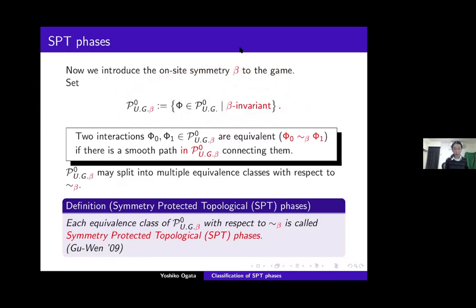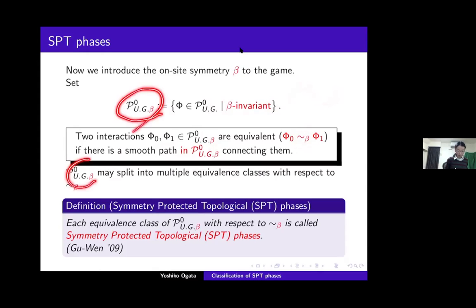And then this is the object we are interested in. That is the object we would like to classify, and we would like to classify them with respect to the following classification criterion. Two interactions phi 0 and phi 1 from this set are equivalent, and I write it like this with the beta here, if there is a smooth path inside of this set connecting them. It's the same as before, but the inside of here means that along the path, the symmetry should not be broken. That is an important point. So this path requires symmetry not to be broken, so it's a finer classification than the original classification.